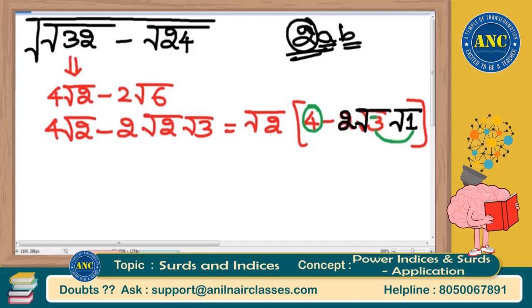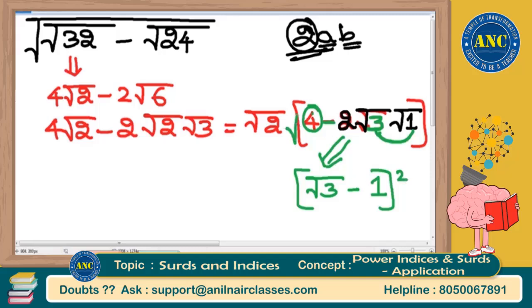If the sum of these two numbers is coming as this constant, directly you can write this as: root 3 is there, write down root 3. Root 1 is there, write down root 1. Because you have minus here, write down minus. So it is root 3 minus 1, the whole square, right?